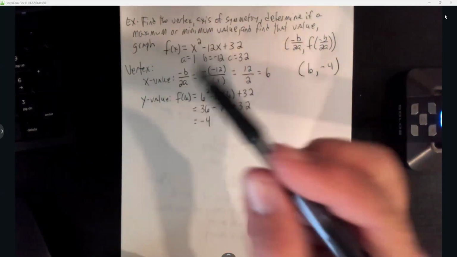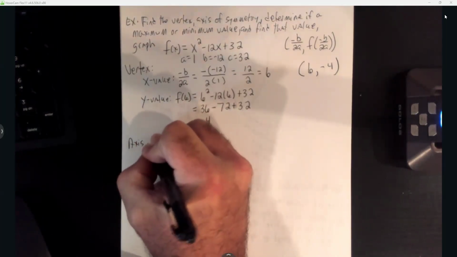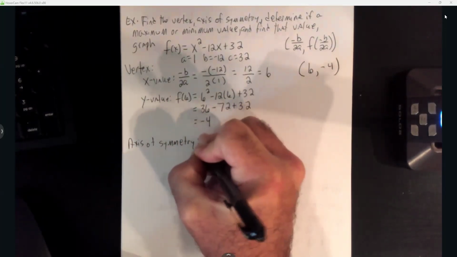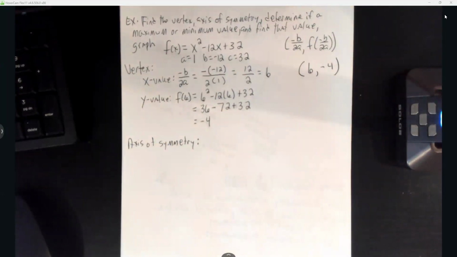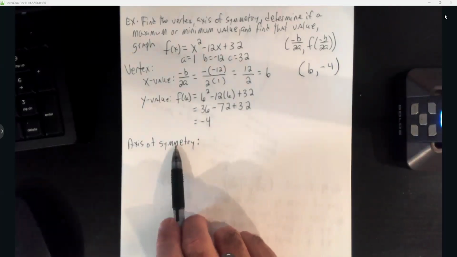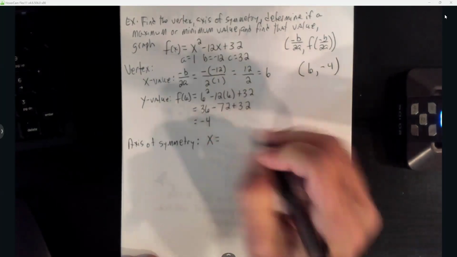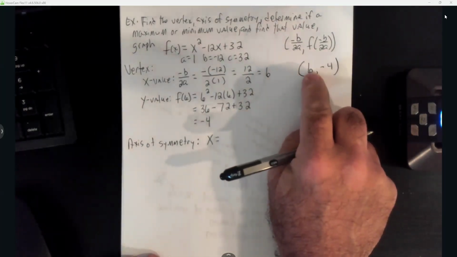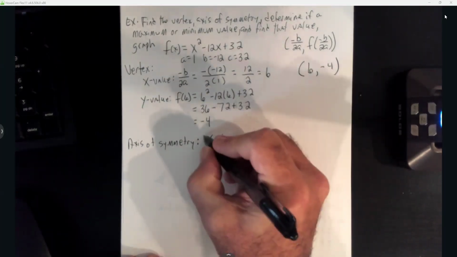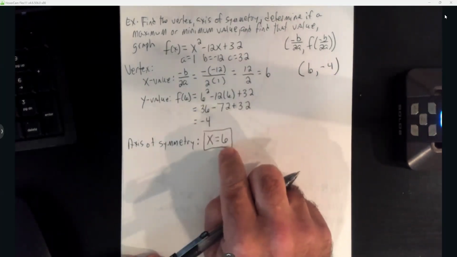So that's my vertex. They want the axis of symmetry. Since I know the vertex now, I know what the axis of symmetry will be. That's going to be x equals the x value of the vertex, which is 6. Y'all, you got to put that in as an equation.